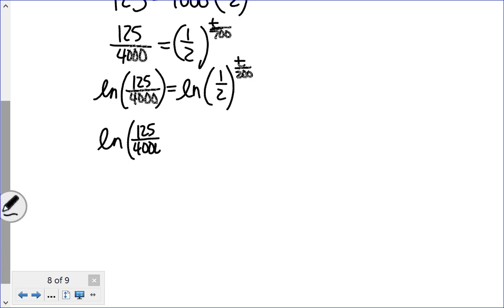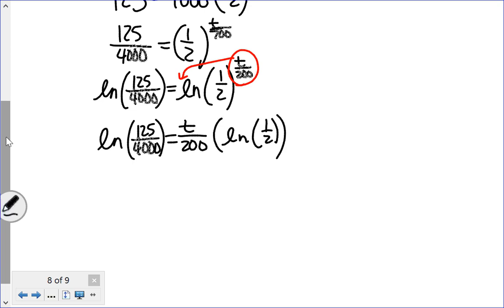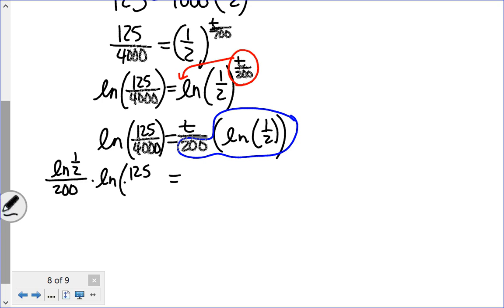So we have t over 200 times ln of 1/2. And so if I want to solve for t, I'm going to simply want to think of this as a fraction. This is the numerator, this is the denominator, it's over 200. So if I want to get t by itself, I want to flip and multiply by that. So I'm going to multiply by ln of 1/2 over 200 to get that by itself. Since we want to use the calculator for this, that's why I'm not bothering to simplify very many things, because you're just going to type it all in the calculator.